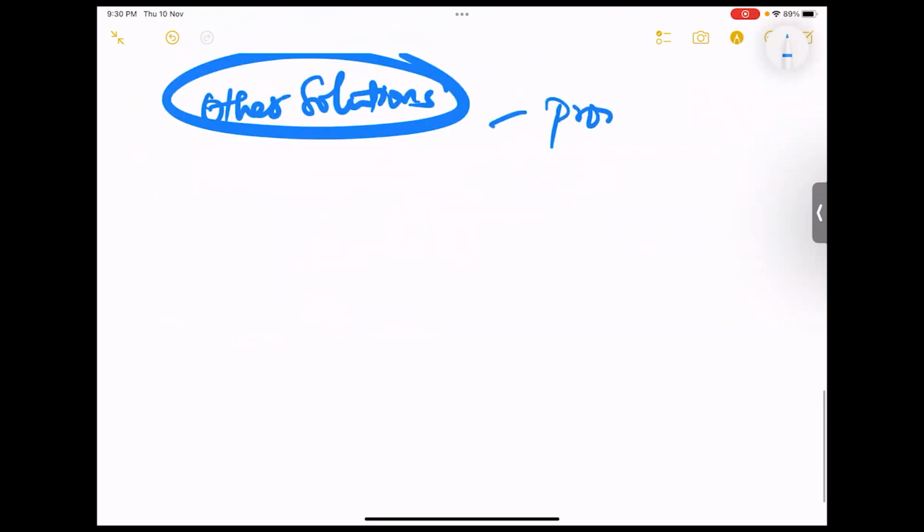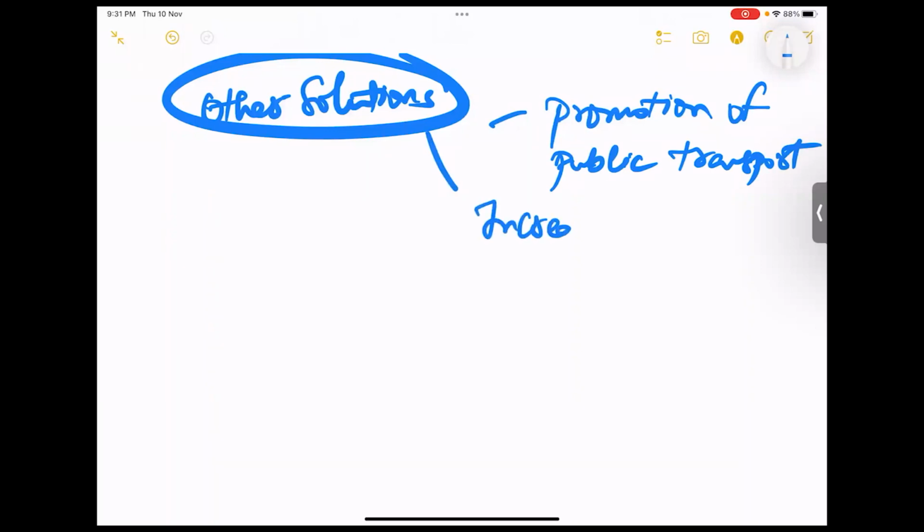Promotion of public transport. Delhi is having very good public transport, so the government should promote public transport. Of course, they are doing it. They have to do it more aggressively. Okay. Increase of green cover. So this particular dimension we have not seen much in focus in news. Increase of green cover, or the urban forestry you can call.